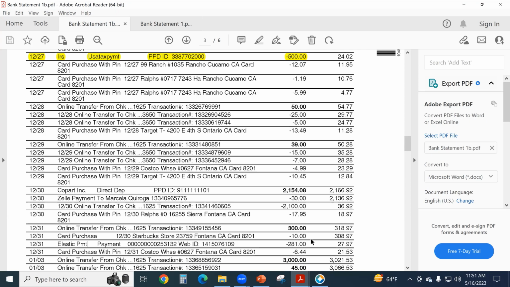I have a question. Hi, it's Anna. So on this Elastic payment, I noticed that there's two different amounts. This first one was 281 and the second one was a little higher. So what are we supposed to hit them with? Well, in this case, it's the loan agreement.